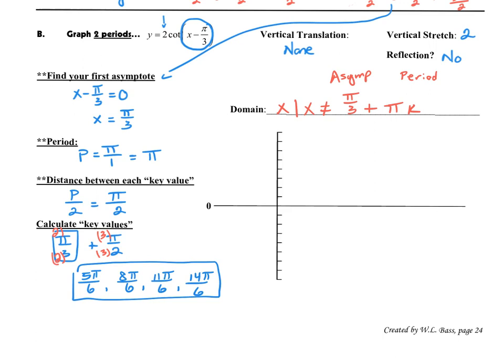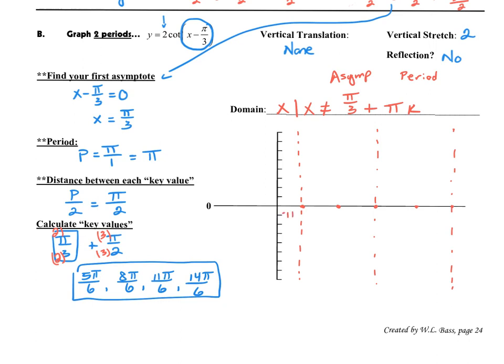Now, in terms of our graph, since our first asymptote is to the right of the y-axis, I'm just going to pick a point for that, one out to the far right there. I'm going to do all my dividing up like I've always done. And then since this is a cotangent graph, I know this first point is going to be an asymptote. Then every other one will become an asymptote. So we can go ahead and fill those in. Then we can fill in our key values.